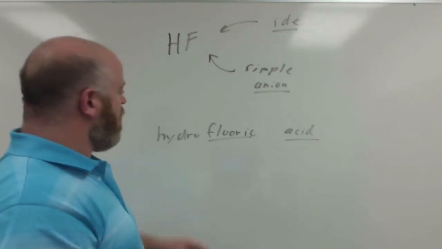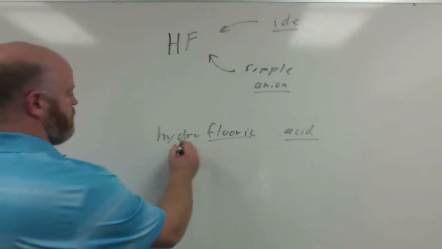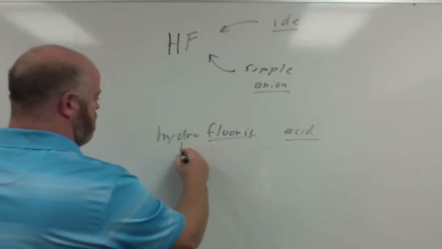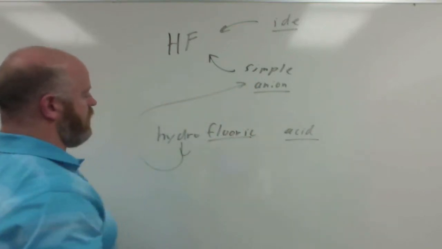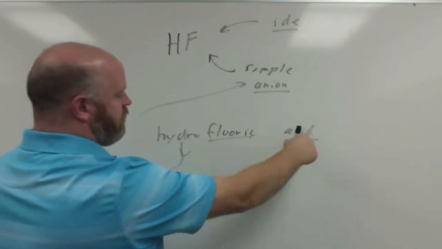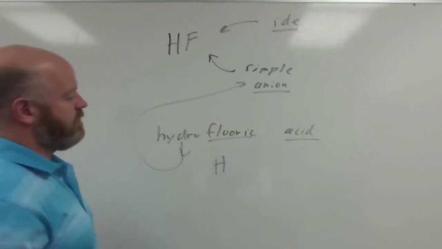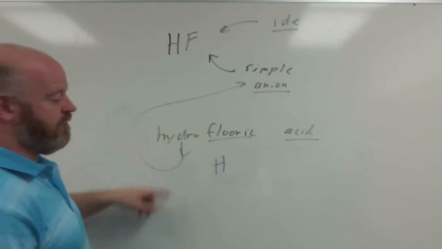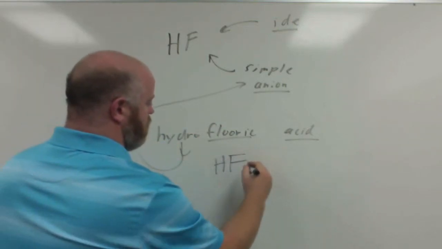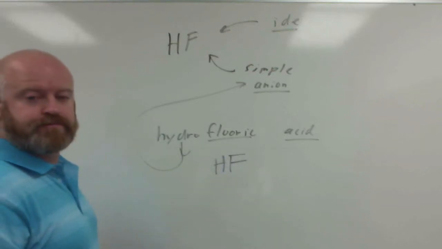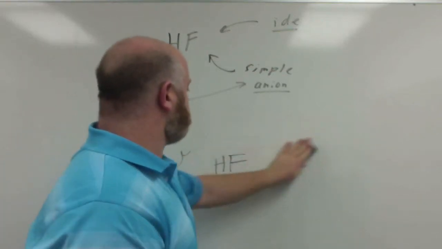And then of course, anytime you see the prefix hydro, that tells you that you have the simple anion. So if you see hydrofluoric acid, you know that it always starts with H. Fluoric is your root, and because there's hydro up front, you know it's just the fluorine and nothing else with it. So that's monoatomic.